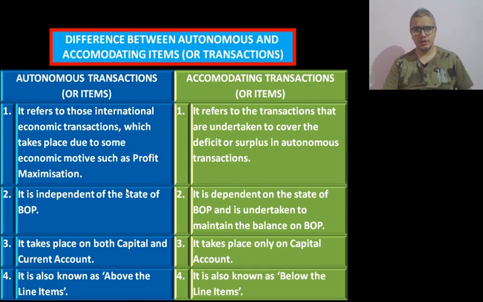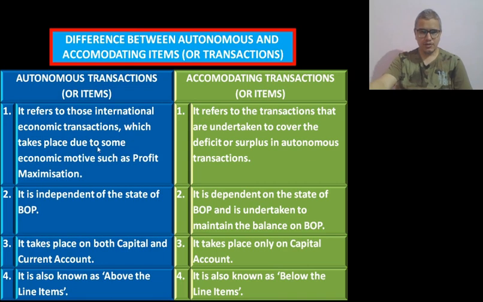So whoever is involved in the economic transactions will be bound by the goal of profit maximization. In case of export and import also, the parties involved, the firms or the households, those who are trading, are mainly aiming at the maximization of profit. On the other hand, accommodating transactions or items are mainly undertaken to cover the deficit or surplus in the autonomous transactions.